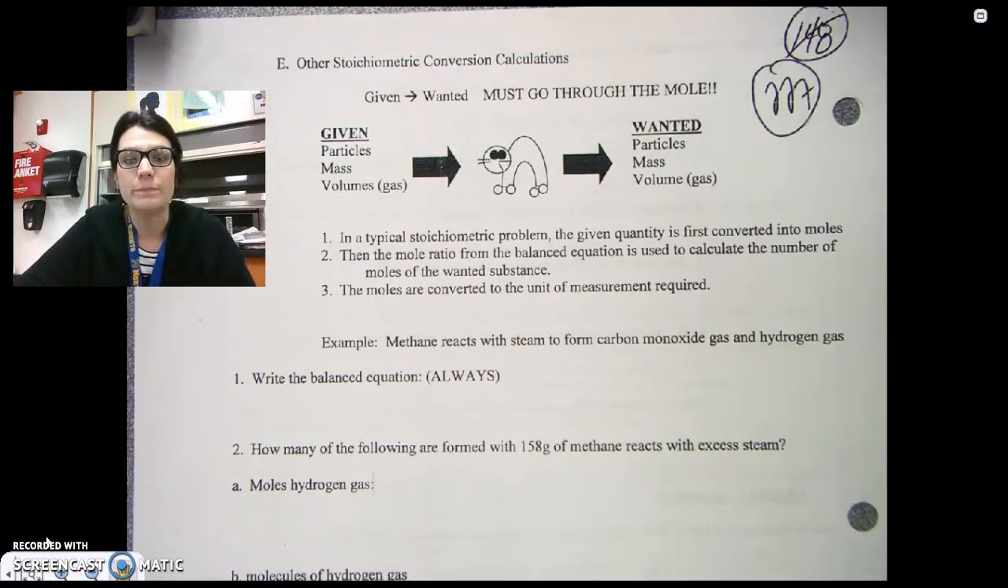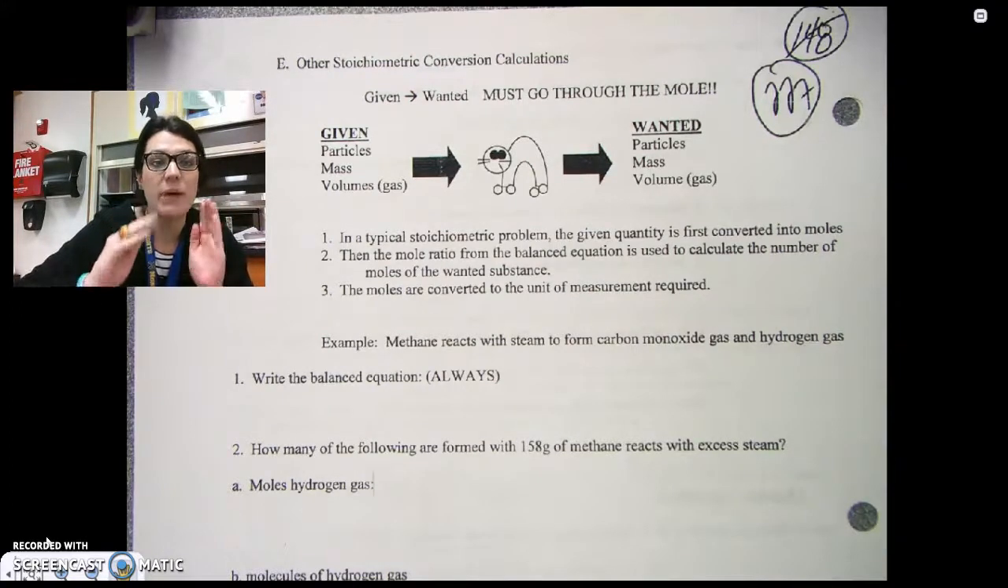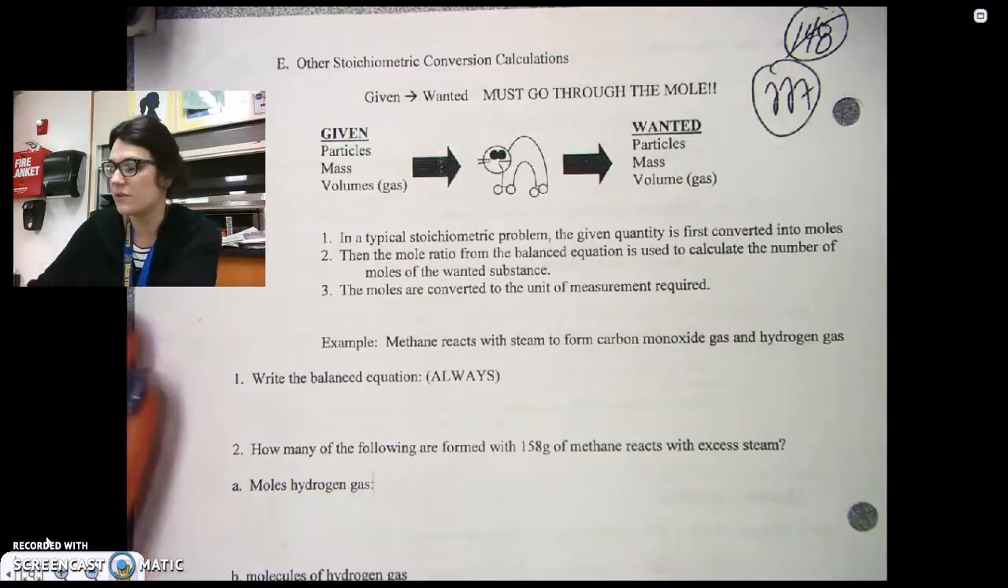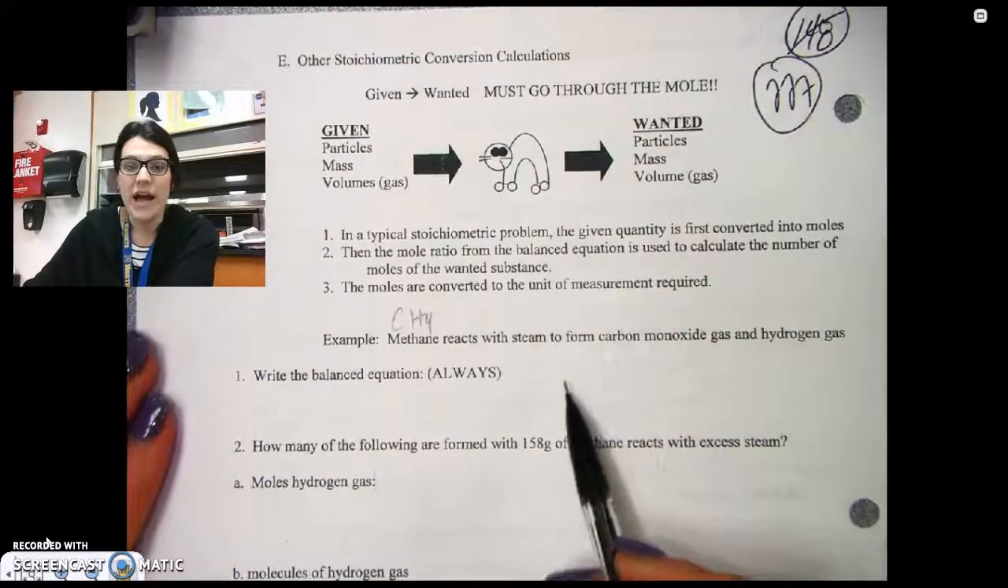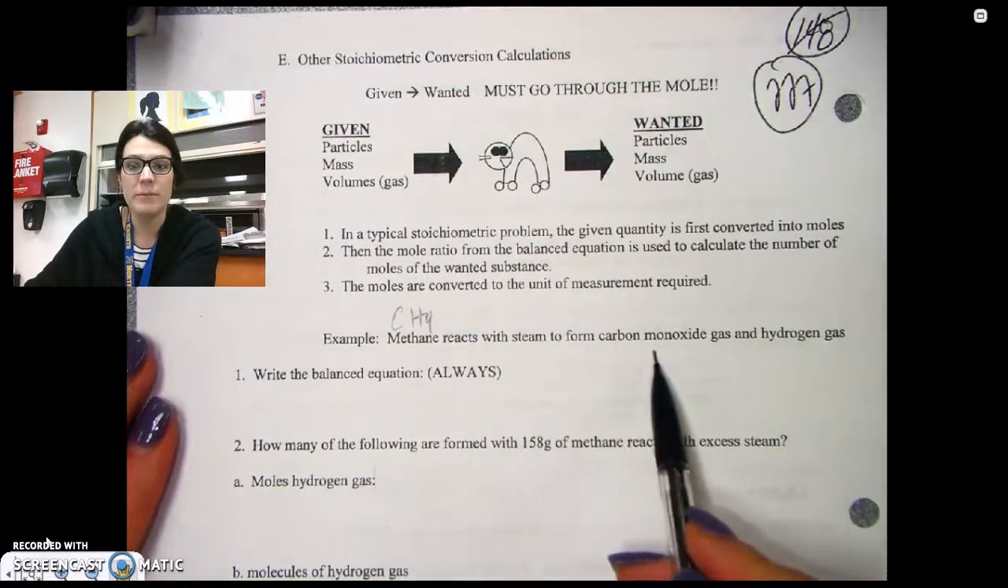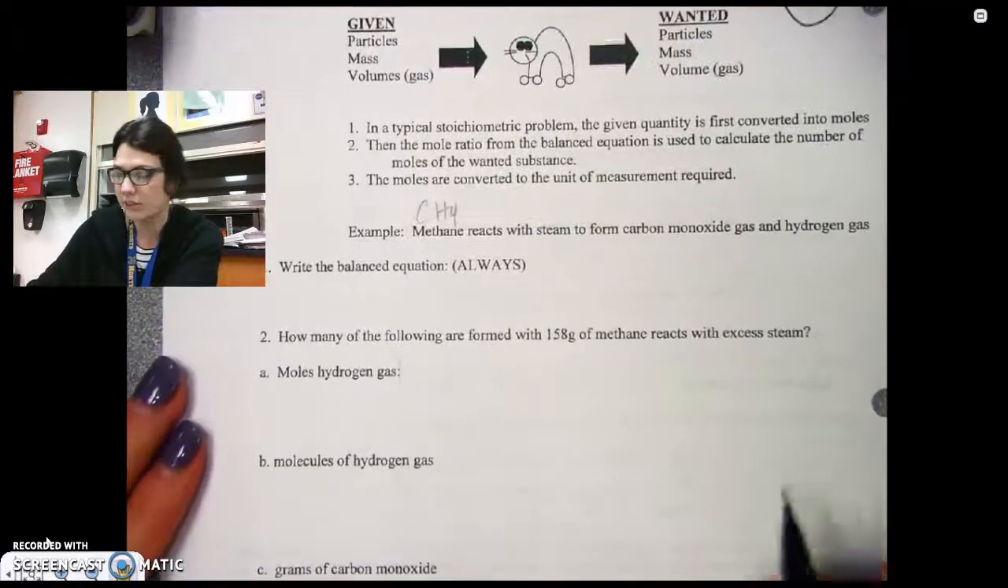Okay? Now, these questions always start with a balanced chemical equation, okay? But now that you know how to write them, that's always the first step. Always write a reaction and balance it first, okay? So let's look at this equation. Methane, which is CH4, reacts with steam to form carbon monoxide gas and hydrogen gas, okay? So let's write the reaction.